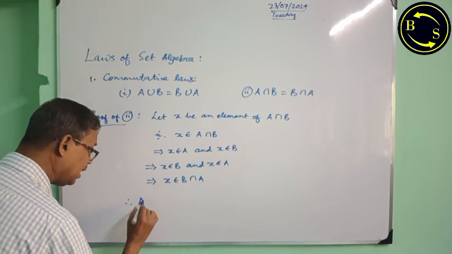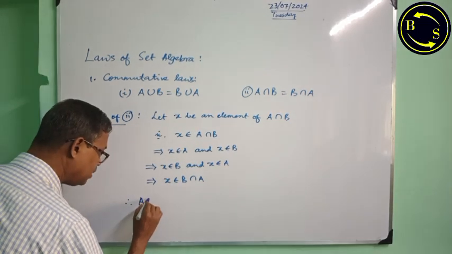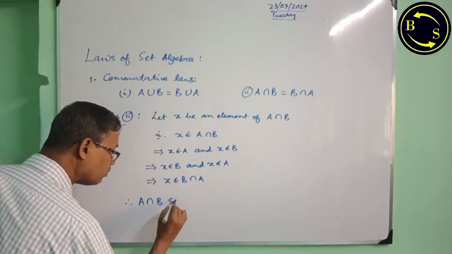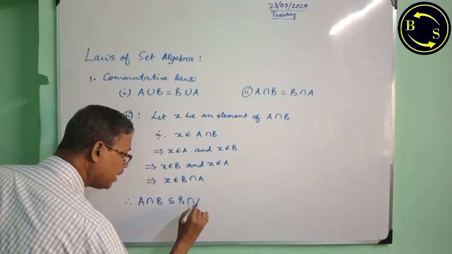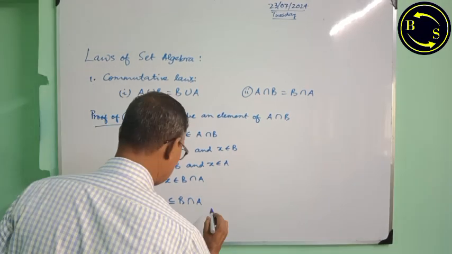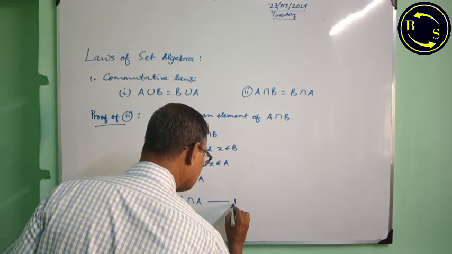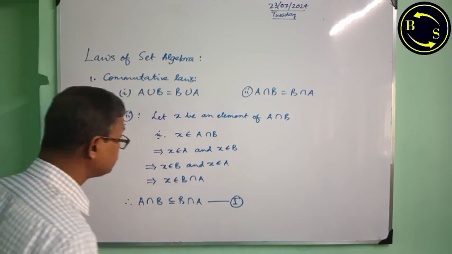Therefore, A intersection B is subset of B intersection A. Let me call as 1.